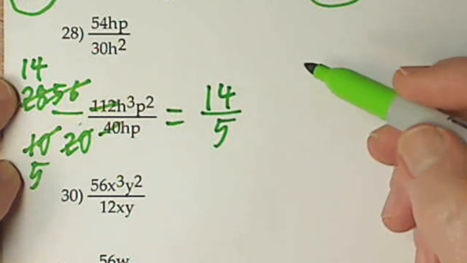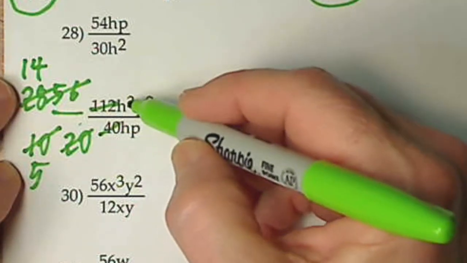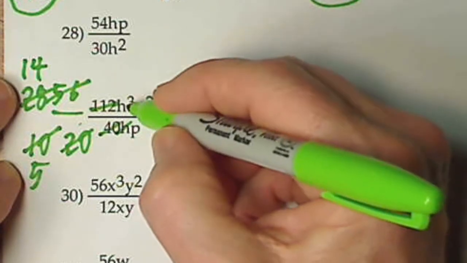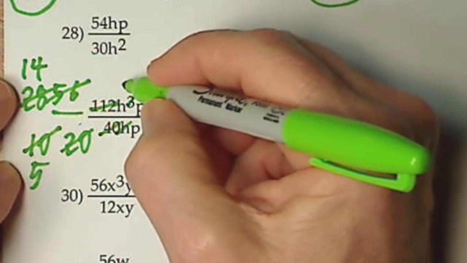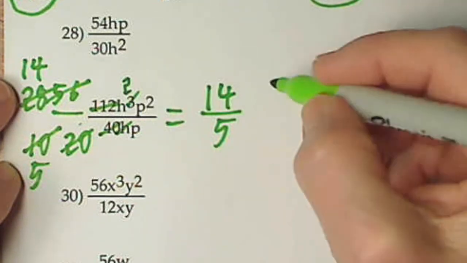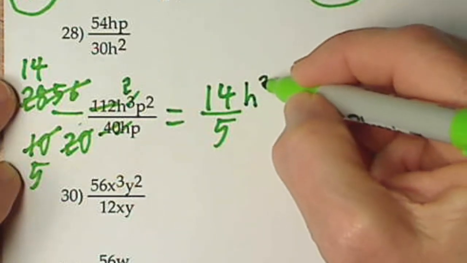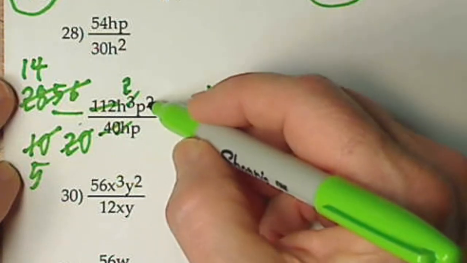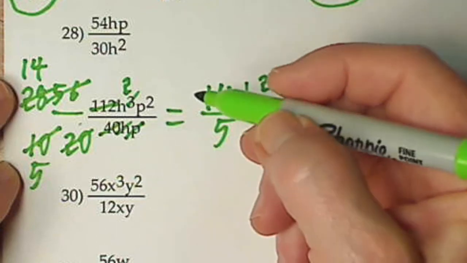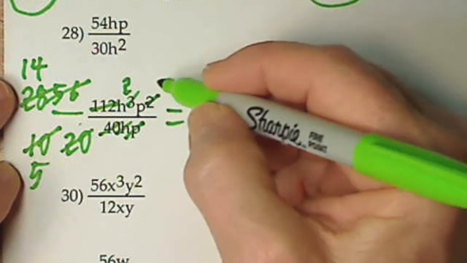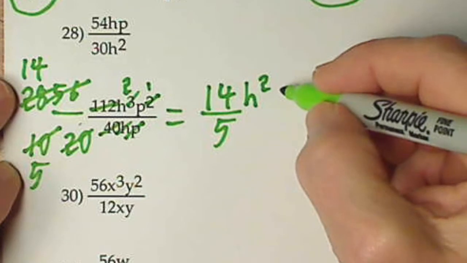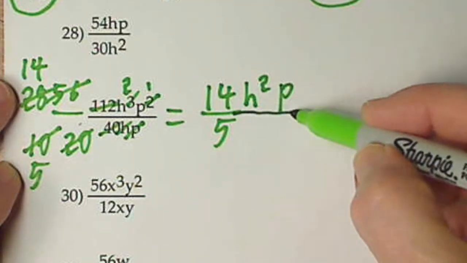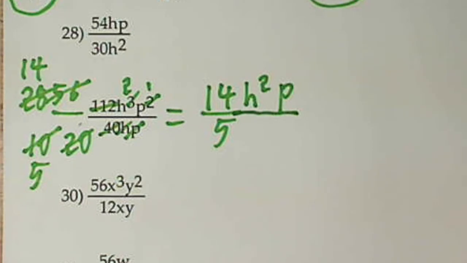All right. And let's see, I have 1 h on the bottom, and I've got 3 of them up top. So I'll cancel this 1. I'll subtract 1 from 3. I'll be left with 2. So that's h squared. I have 1 p on the bottom and 2 of them up top. So I'll cancel 1 on the bottom, and I'll get rid of 1 of these. I'll be left with 1. So p is on the top. And I can extend this fraction bar all the way over. Okay.